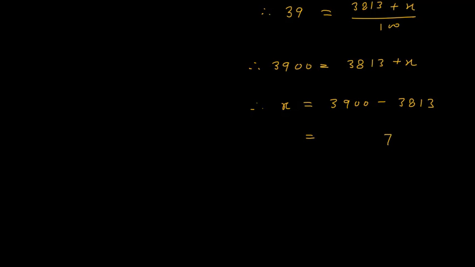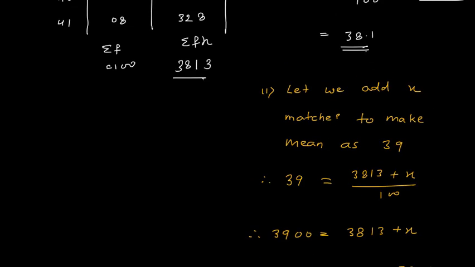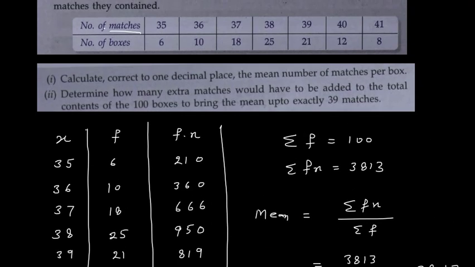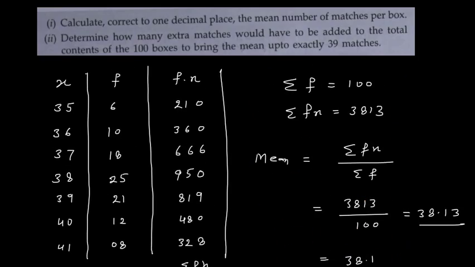7. We have carried from 9, so it will become 10, and the 9 becomes 8. You know how to subtract. So 10 minus 3 is 7, 9 minus 1 is 8, then here it is 8, 8 minus 8 we have 0, and 3 minus 3, 0. So that means 87 matches we will add to make the mean 39. Okay, so this is the problem. Simple.